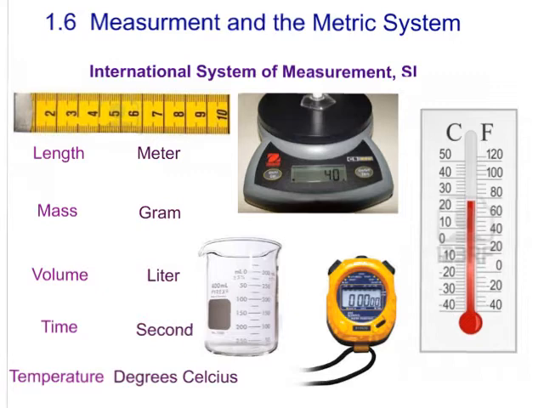For instance, someone in some foreign country might not have any idea what an English inch is, and we wouldn't be able to communicate very well with our scientific data if we weren't using the same systems of measurement. So in science, we always use the International System of Measurement, the SI system, and for length, we measure in meters or millimeters or kilometers or whatever. Mass, we use the grams, and volume is liters. Time, we use seconds, and temperature, we use degrees Celsius.